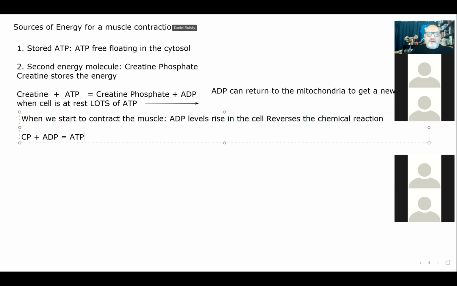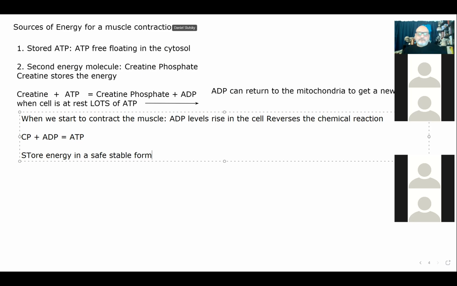So basically what creatine phosphate really does is it just stores energy in a safe, stable form. Again, we go back to the cash analogy. This is your checking account. Rather than walking around with $3,000 in your pocket, you can have $3,000 safely in your checking account. But if you need some of that money to buy that new pair of shoes or that new sweatshirt or whatever it is, you have your card or you have your checkbook where you can get that stored money if you need it. And that's basically what creatine phosphate is.